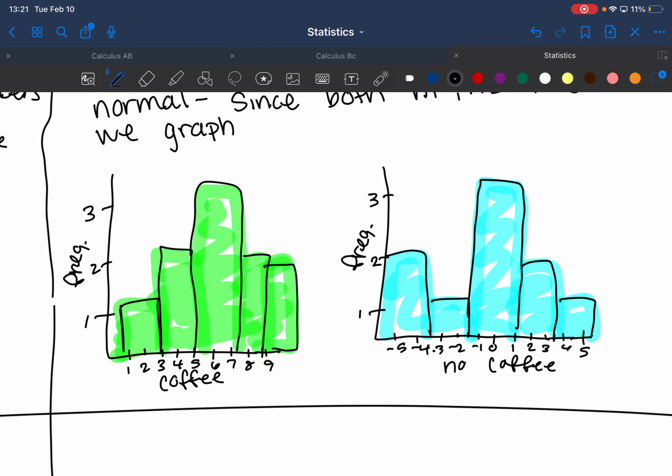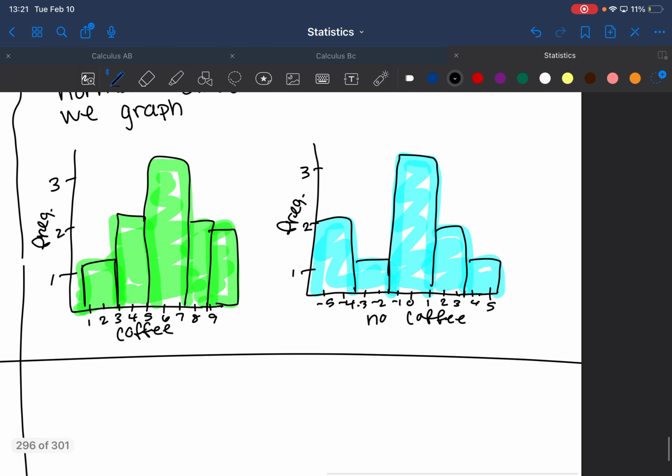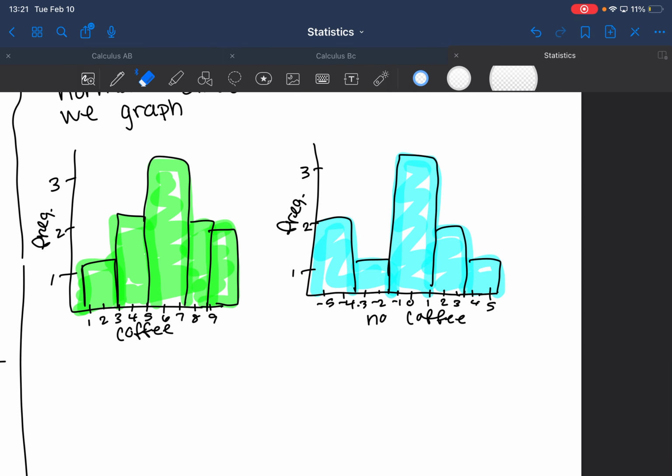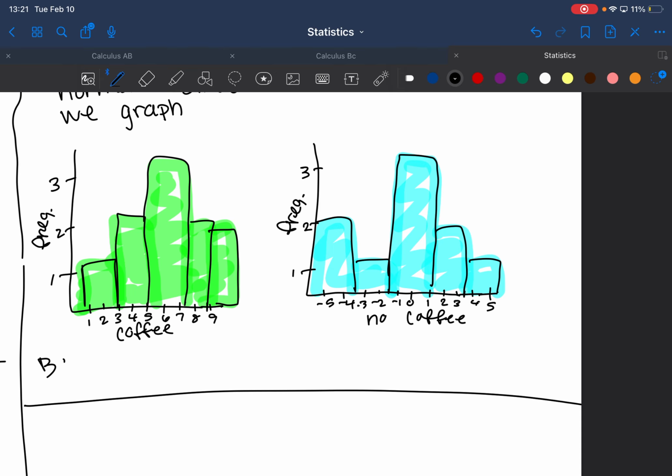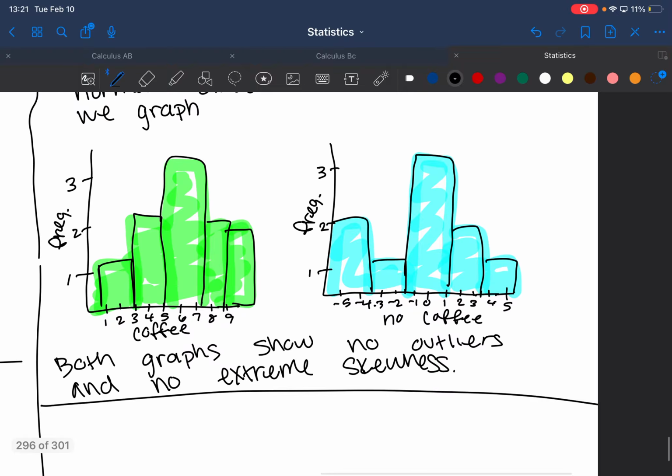Okay, so looking at these 2 histograms, do you see any outliers? No. Do you see extreme skewness? Nope, so we would say, wherever we can find space, let me just erase, so make my line go down a little further: both graphs show no outliers and no extreme skewness. Okay, so that's enough for us to go on and move to calculate. Any questions on conditions?